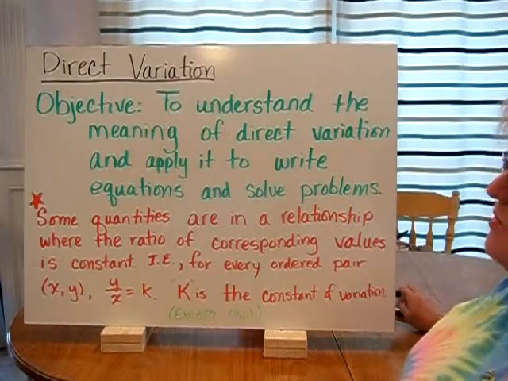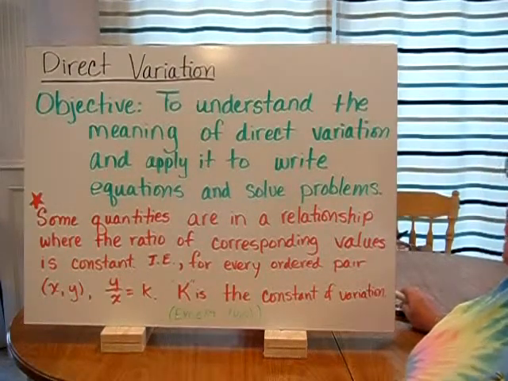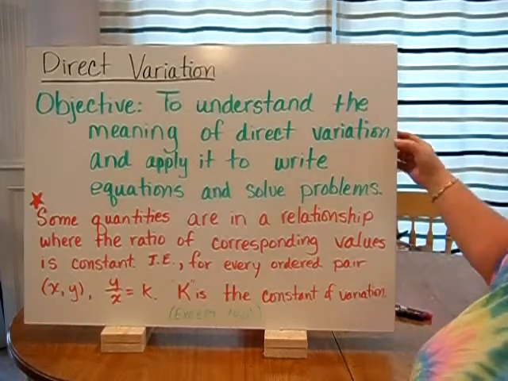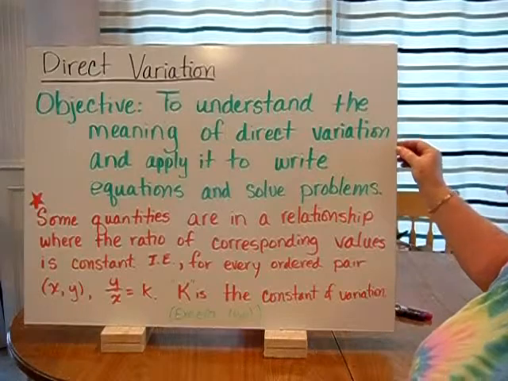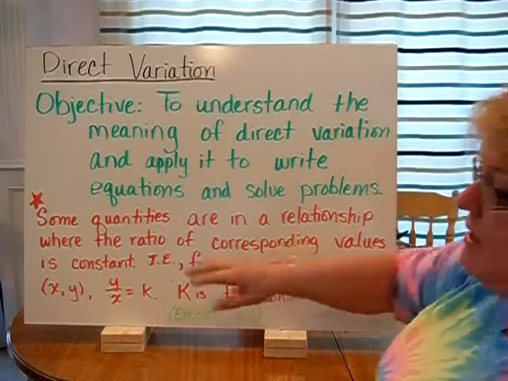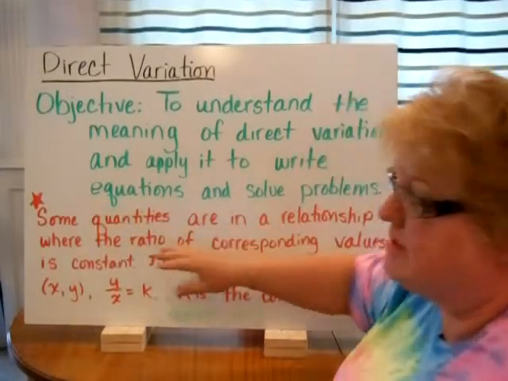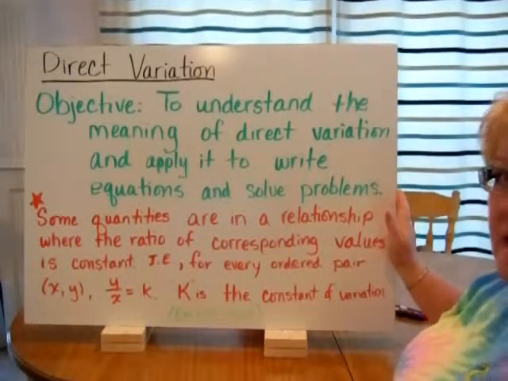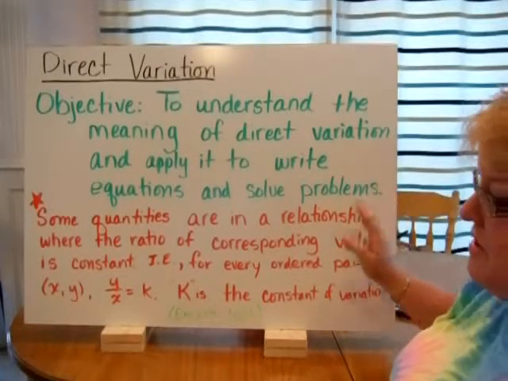In this lesson we're going to talk about direct variation. And the objective of today's lesson is to understand the meaning of direct variation and apply it to write equations and solve problems. Anytime you see a star, that is something that's really important that you need to make sure you write in your notes and that you understand it and know how to use it.